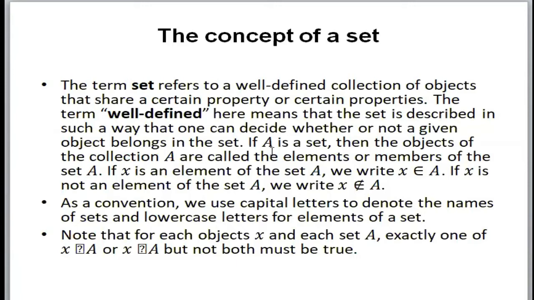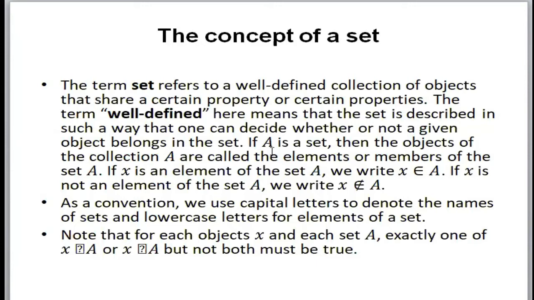While we are defining a set, we should give attention or focus to the phrase well-defined. The term well-defined here means that the set is described in such a way that one can decide whether or not a given object belongs to the given set. So if an object or an element is decided to be in the given set or not in the given set, the set is well defined.